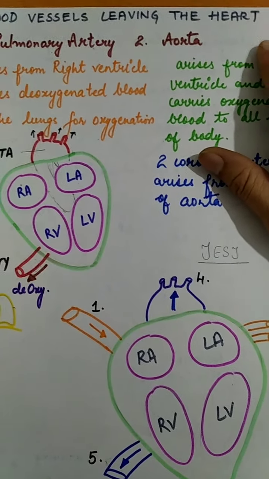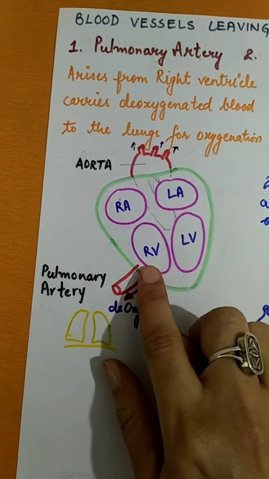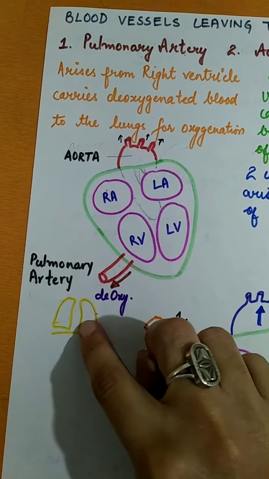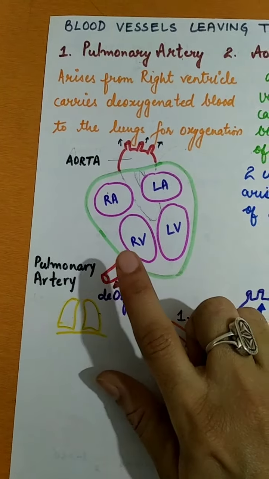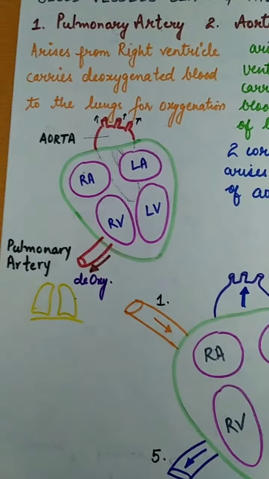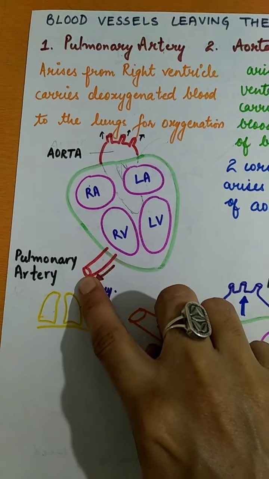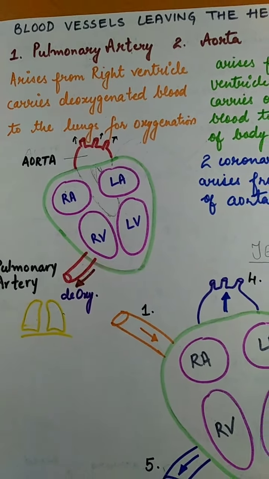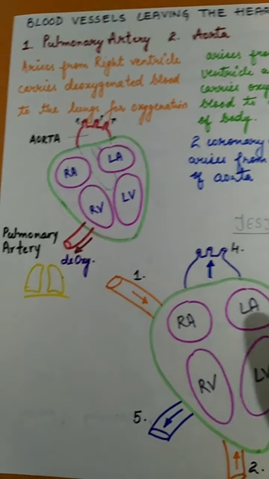Second blood vessel is the aorta. Now see from where this pulmonary artery is arising. It arises from this right ventricle, and it carries the deoxygenated blood to the lungs for oxygenation. In your book, this pulmonary artery is drawn here next to the aorta. But just to simplify things, I'm saying it again. I have drawn it near the right ventricle, so that it will be easy for you to memorize it, to learn it, to remember it, to make a picture of what is happening inside the heart.